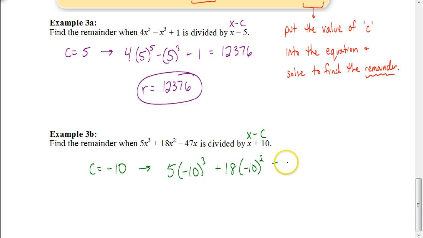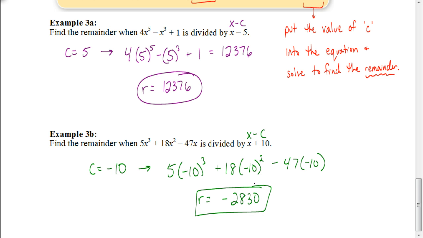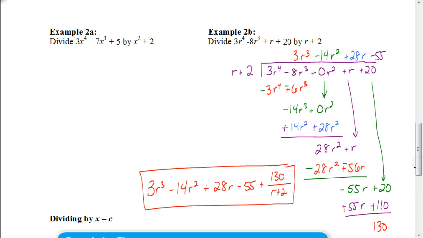So it's very important to make sure that you put these negative numbers in parentheses, because otherwise your calculator would not give you the correct answer. So when you type that in on your calculator, you end up getting a remainder of negative 2,830 for this one.